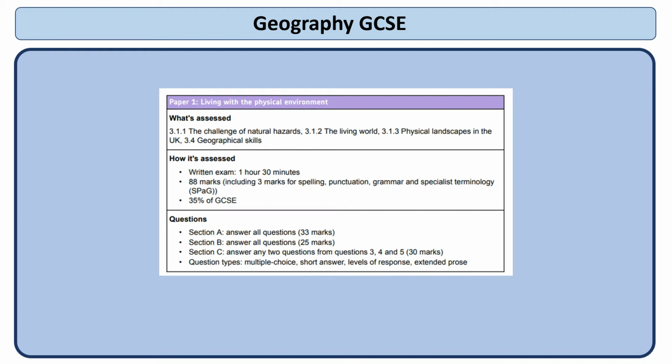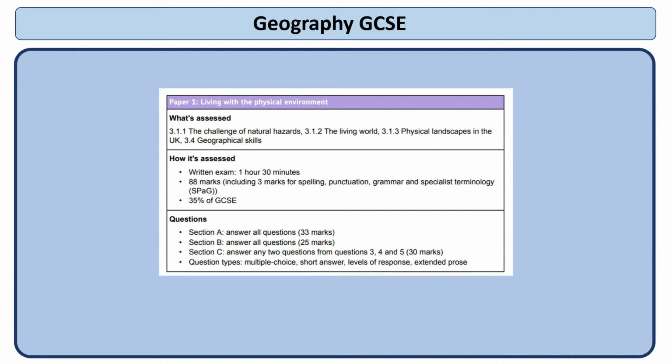When we look at the living world, we focus on tropical rainforests, looking at the Amazon rainforest, and then moving on to hot deserts. So we're aware of different biomes, also something that you should have come across in year 7. And like I said, for physical landscapes in the UK, we look at rivers and coasts, which you might have looked at in year 8 during your water and ice topic.